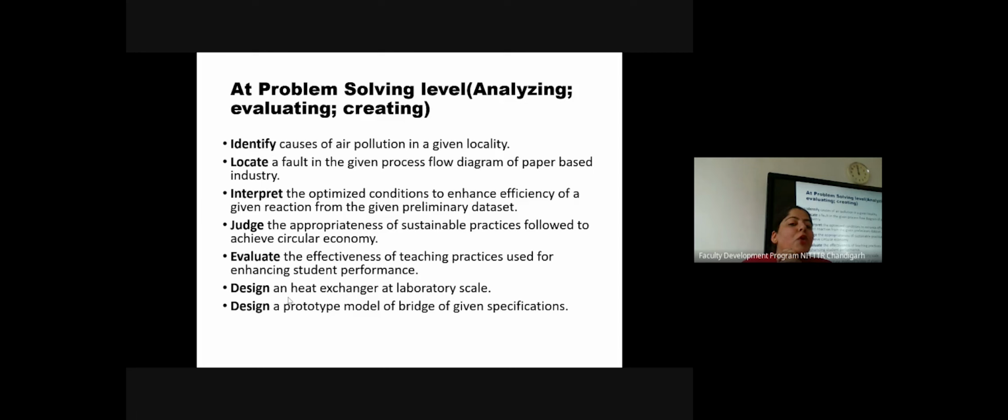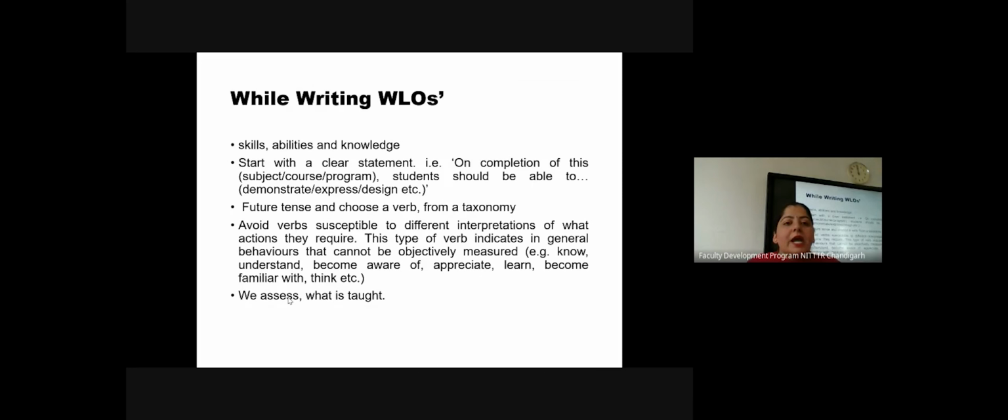Design a prototype model of a bridge of a given specification. So these are all the problem solving skills that we are able to develop up to the level of analysis, evaluation, and creation. When it comes to writing the different learning outcomes, as per the discussion, we are in the process of writing learning outcomes.